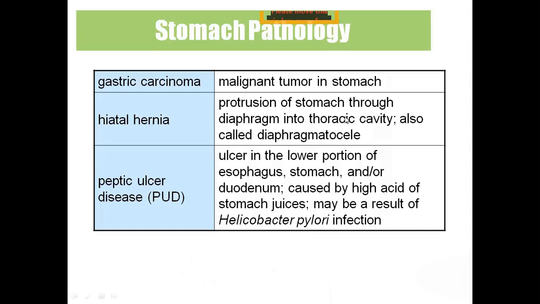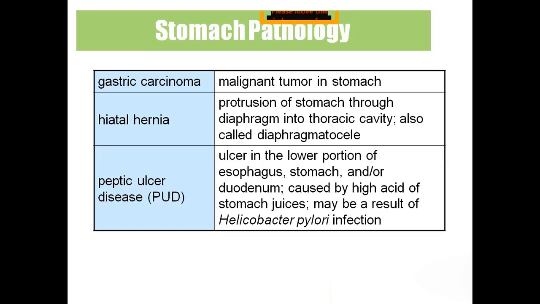And next, we also call it as diaphragmatocele. Next, peptic ulcer disease. The ulcers are present in the esophagus, stomach, duodenum. So in these three regions, if we have ulcers, then we call it as peptic ulcers. Peptic means digestion. So it will be a disorder for the digestion, particularly to the esophagus, stomach and duodenum. Because of the high acids in the stomach leads to this peptic ulcer disease.